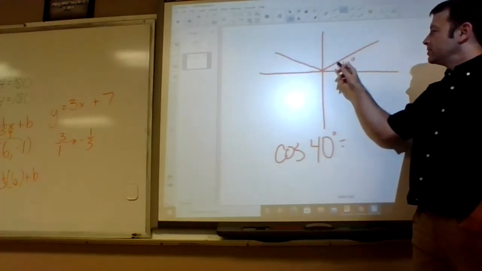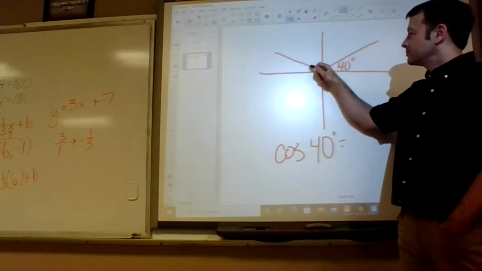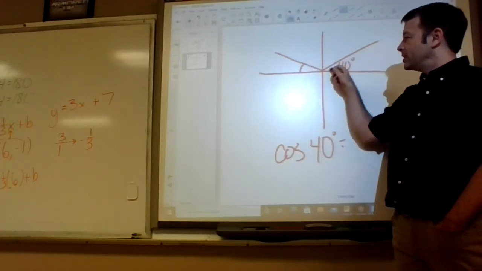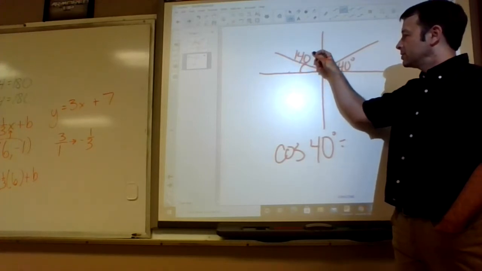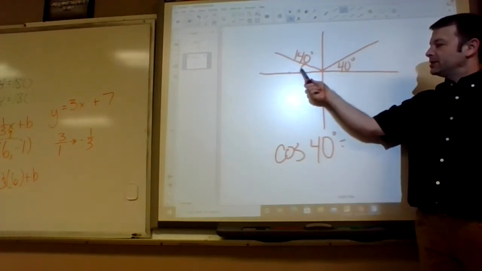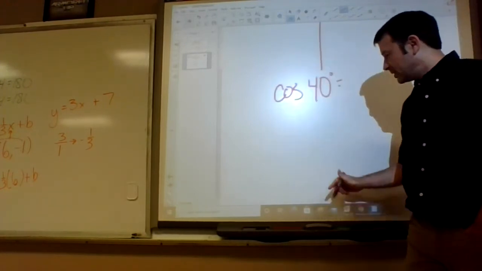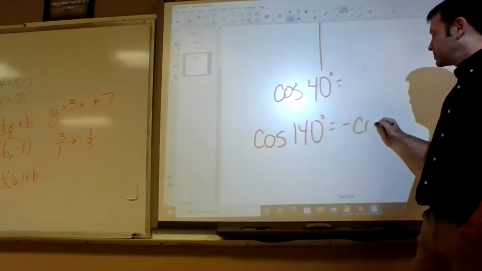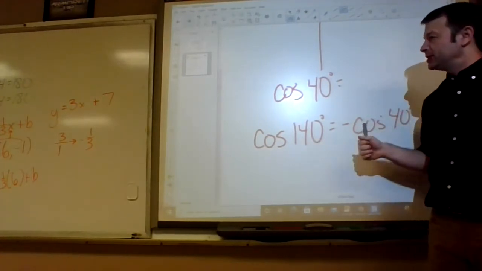Cosine of 40 is going to be the same as cosine of, guess what this is? It's 40 short of 180. This is 180 right here. This is 40 short of 180, so it's 140. But cosine would be negative in this quadrant, right? So cosine of 140 is going to equal negative cosine of 40. We could plug that in the calculator and prove it's true, but I'm just telling you it is.